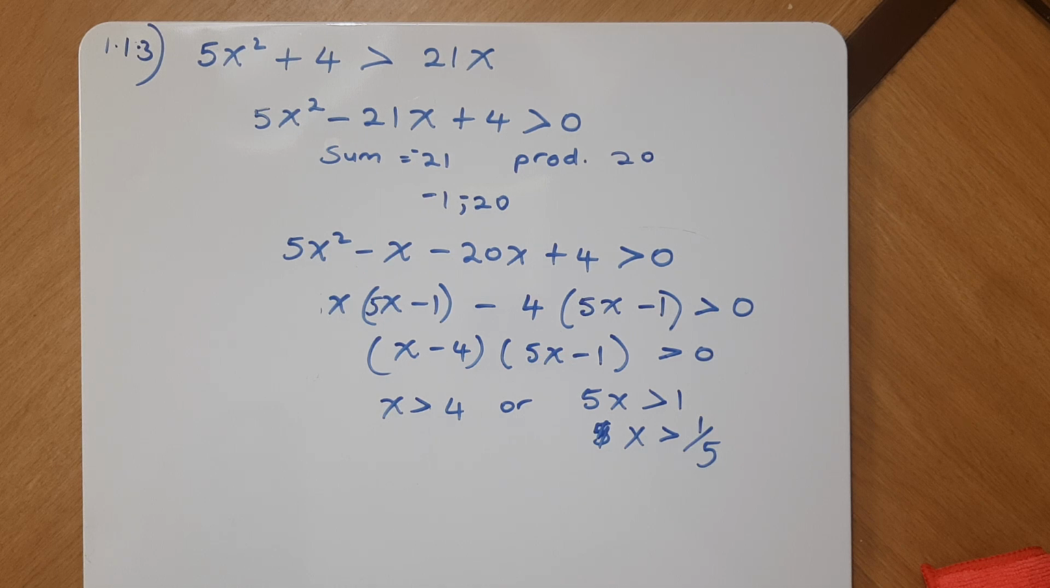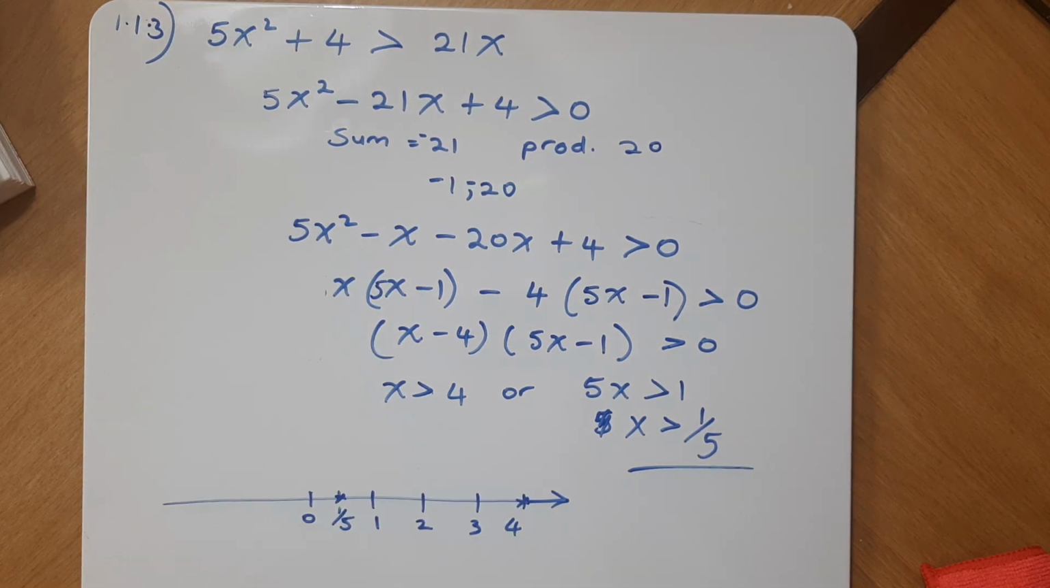So you can see a fifth, anything greater than a fifth. So 4 is also greater than a fifth. So our solution is x greater than a fifth. Thank you. So we have got our critical values here.